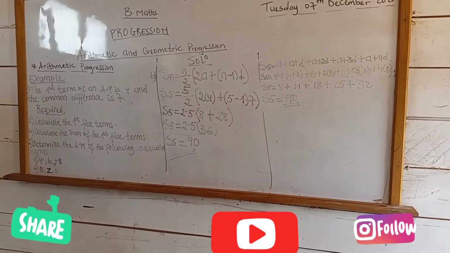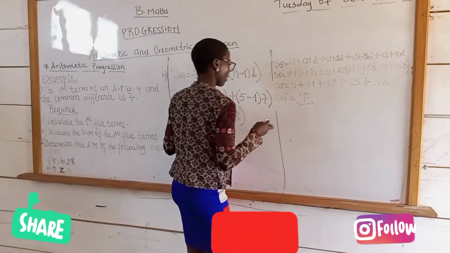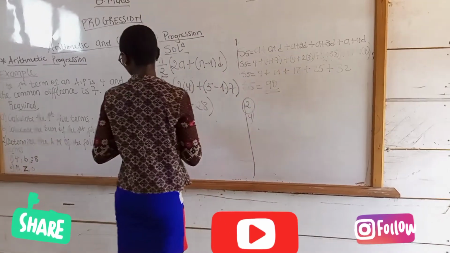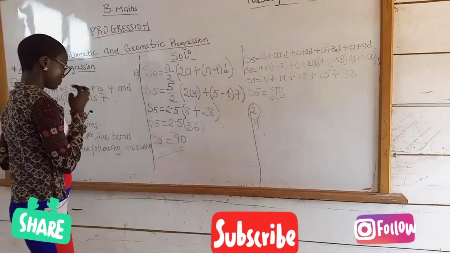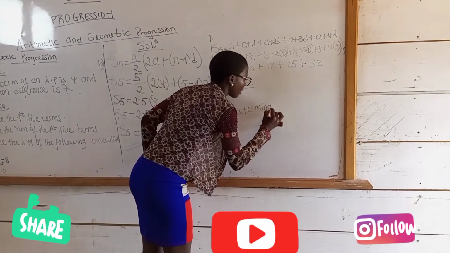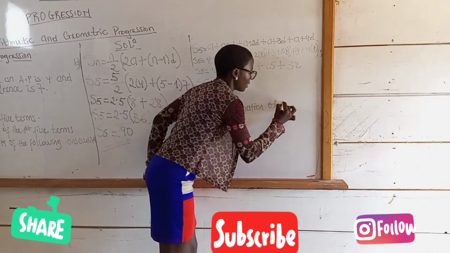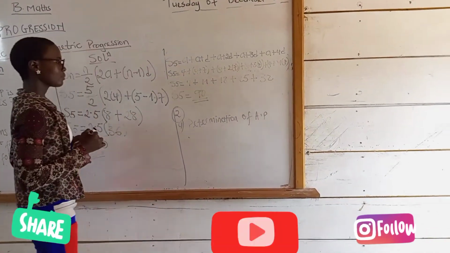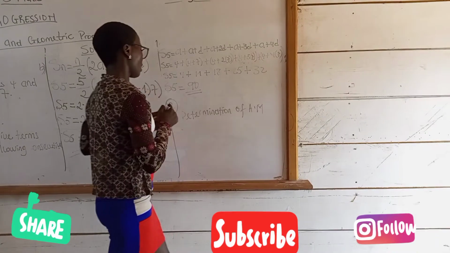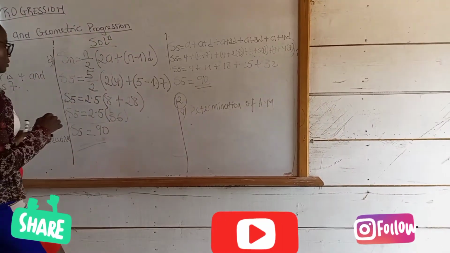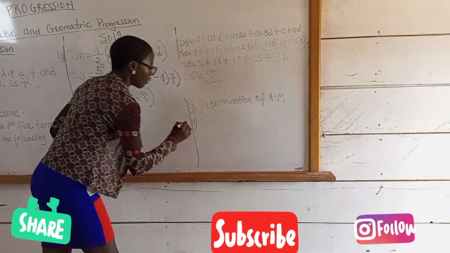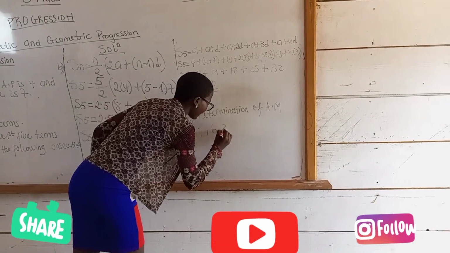Then let's go now to the second one, our second example. They said we should calculate the arithmetic mean. Determination of arithmetic mean. Alright, the first one, they gave us 4, B, and 8.